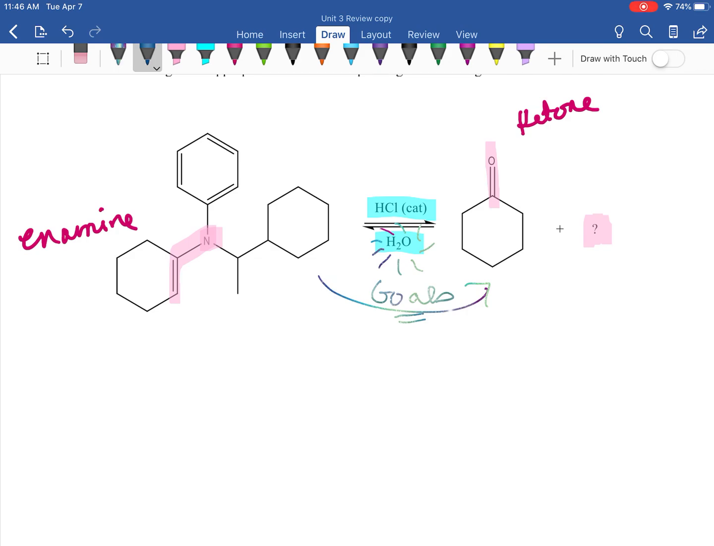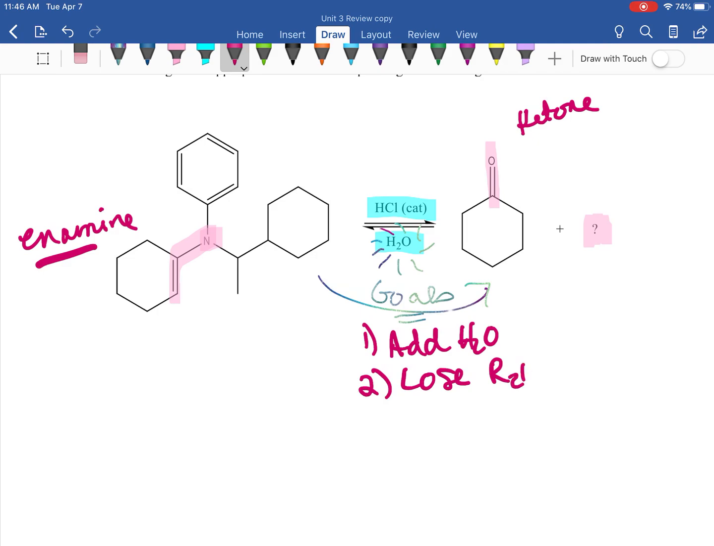All right, so let's see if we can figure out what kind of mechanism. Well, we've got an enamine, and we're going to a ketone. So we are going backwards, and we are going to add water, and we are going to lose an amine. Specifically here, we're going to end up losing a secondary amine. And how did I know that? Because the only way we can form an enamine is from a secondary amine. That is it. So we know we're going to have a ketone and a secondary amine. We've got to figure out which bonds we're going to make and break, in other words, which part is the ketone and which part is the amine.